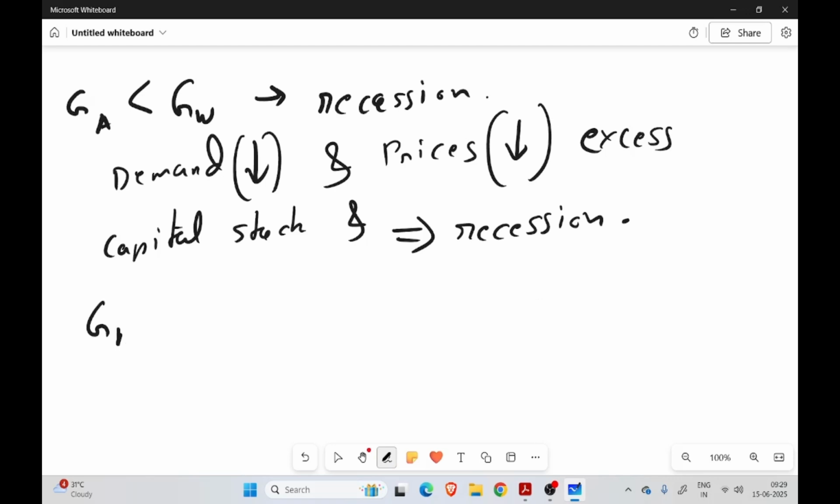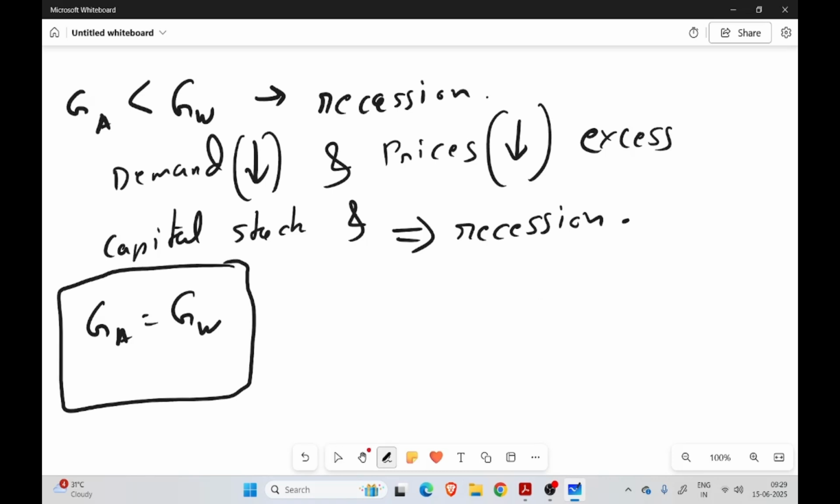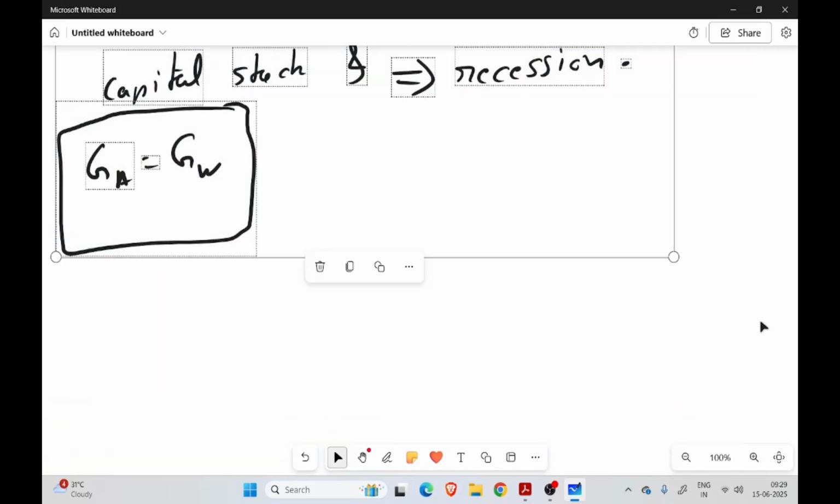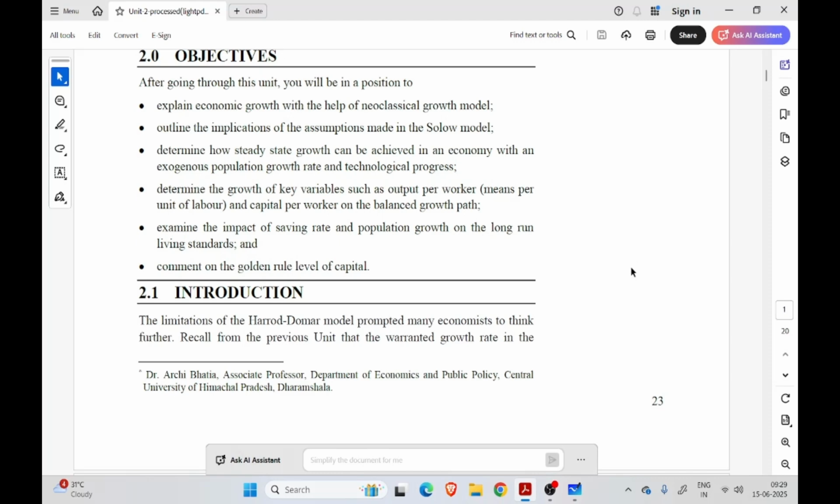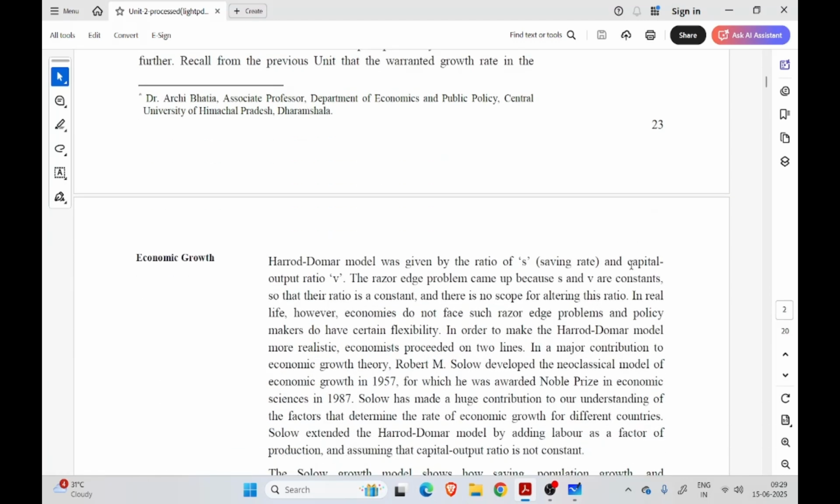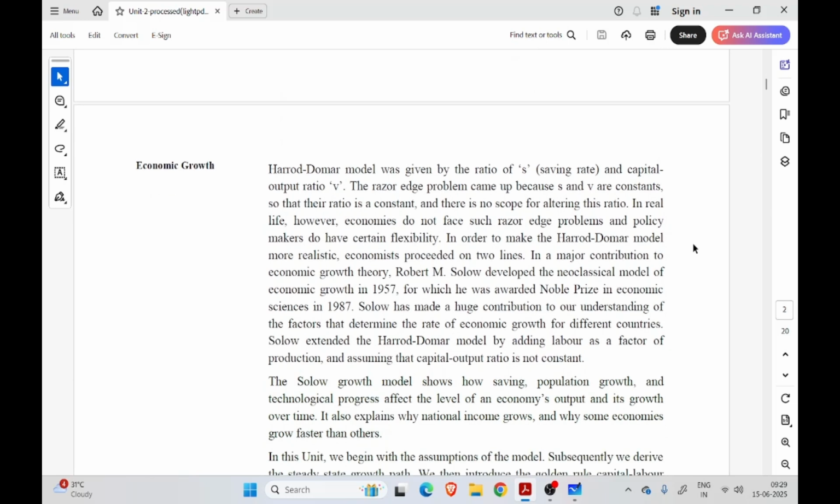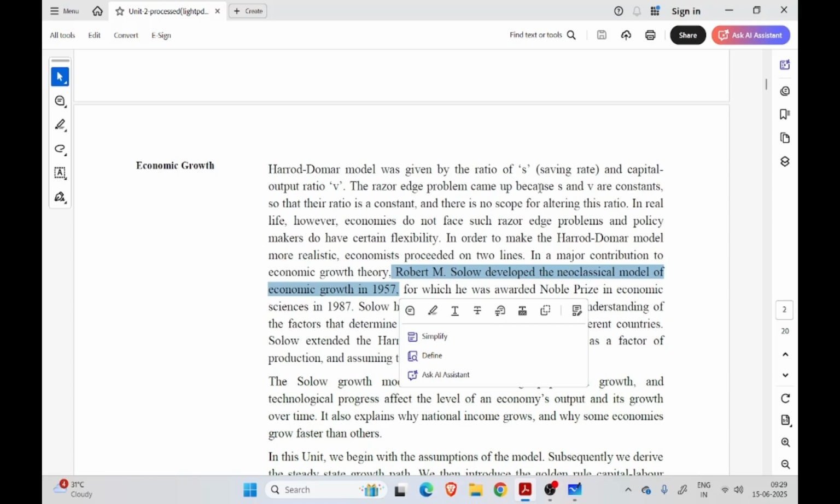Therefore, GA equal to GW is the only condition under which an economy can grow smoothly. This is also called a knife edge condition. But in reality, we often see that this is not the case, and policymakers do have a certain leeway while selecting policies. So, in order to make the Harrod-Domar model more realistic, economist Robert M. Solow developed the Neoclassical model of economic growth in 1957.